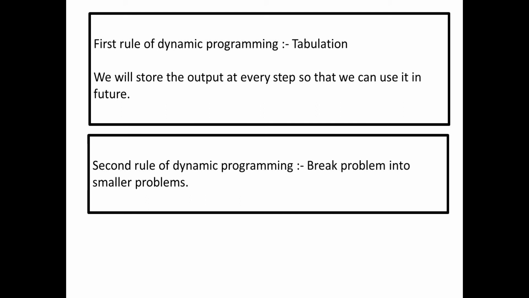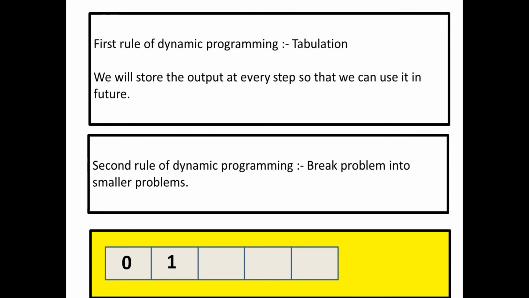And the second rule is that we break the problem into smaller problems. For example, if our question was to find the fifth term of a Fibonacci, we'll first find the first term, then the second, then the third, then the fourth, then the fifth. Simple enough. Now I'll take the same example of Fibonacci, generating the fifth term of a Fibonacci where the first two terms are fixed.